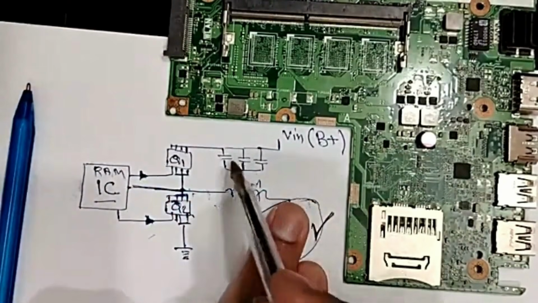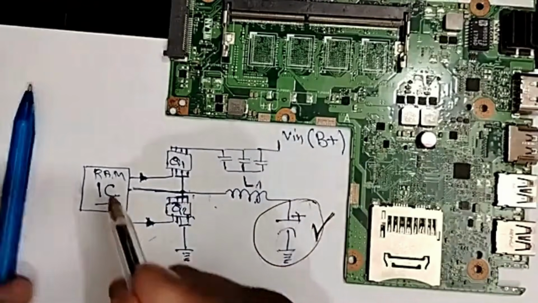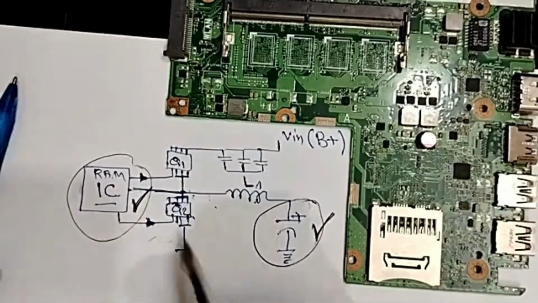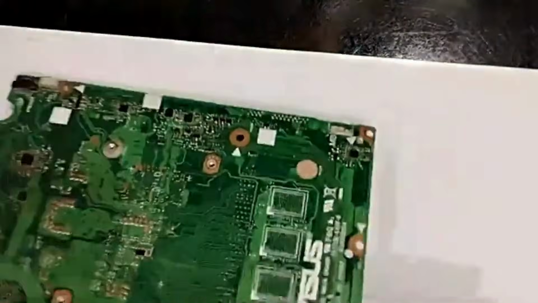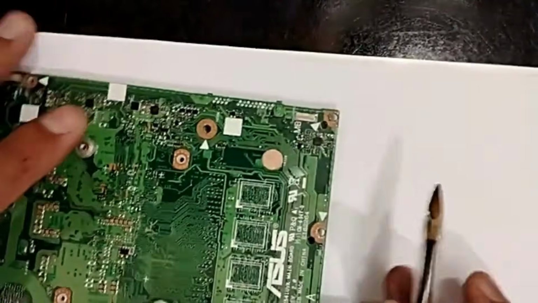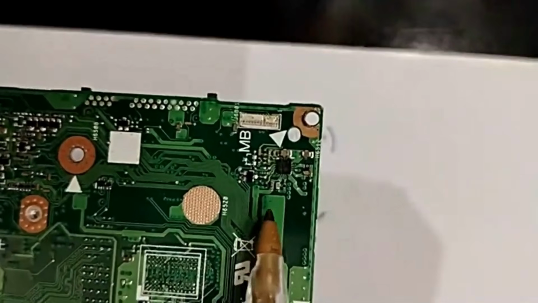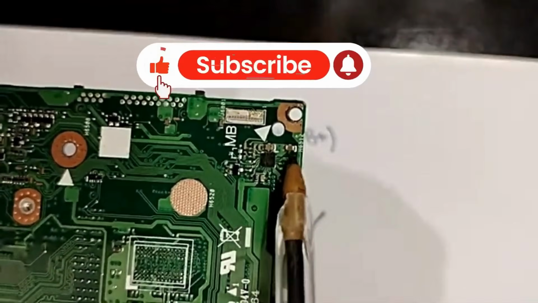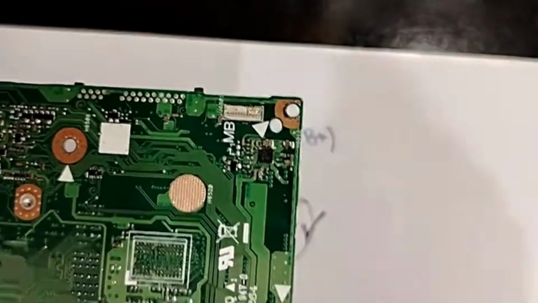The short will be here or here or here. The IC also is good. Why is the IC good? What is the proof? The proof is this, my friends. I checked the ceramic capacitors for the IC. Look, guys, I checked the ceramic capacitors around the IC. I found them good. They are not shorted, not shorted on both sides.